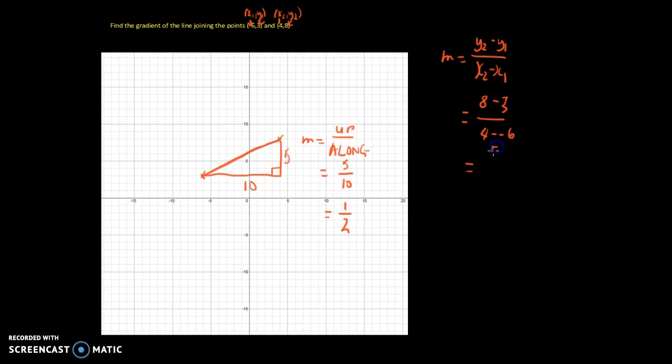8 subtract 3, 5, 4 subtract -6, so this becomes a plus, 4 plus 6, which is 10. And if we simplify it again, it's 1/2. So we get exactly the same answer as if we did it graphically, but we don't need to draw the graph.